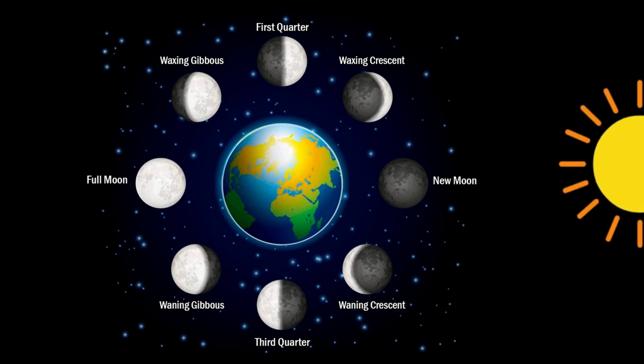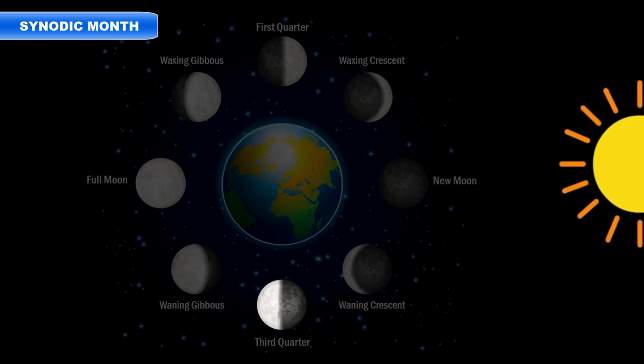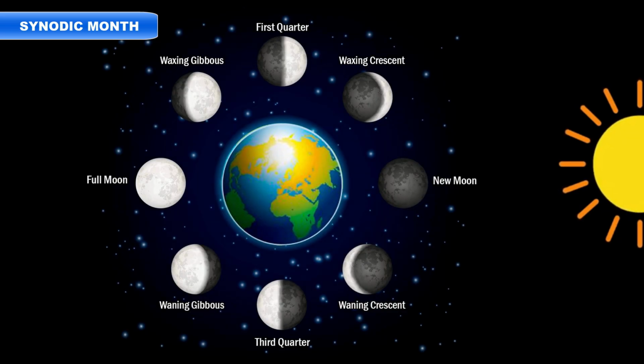Here are the 8 phases of the moon. The synodic month is the time it takes the moon to go through all its phases and return to the same one. This could be from new moon to new moon, first quarter to first quarter, or full moon to full moon. In this example, we'll start with a full moon. As the moon orbits the Earth, it moves through all its phases until it reaches the full moon again, completing a lunar cycle.